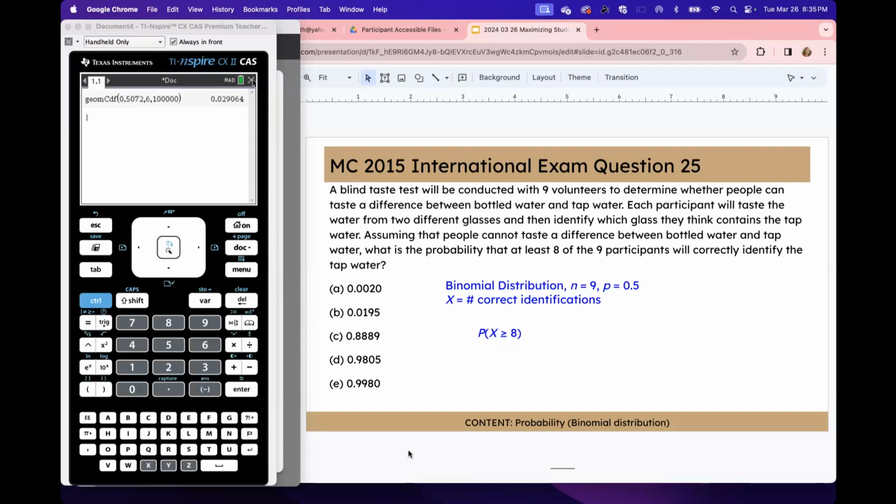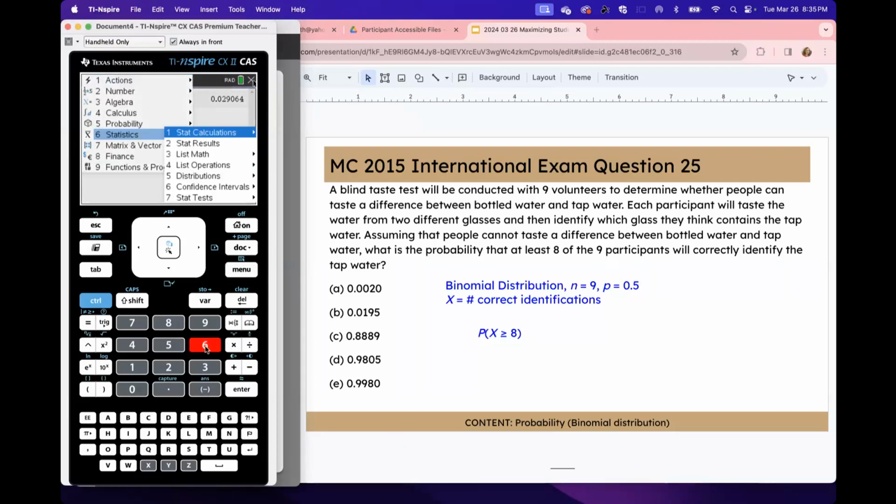This problem is finding the probability that this binomial, which means the number of correct identifications, is greater than or equal to 8. Now, I still have my Nspire up, so I'm going to calculate this binomial probability using the Nspire. I'm going to go to Menu, Statistics, and Distributions again. Now, I don't want to do the binomial PDF because that would be one value, 8. I'm going to do the CDF.